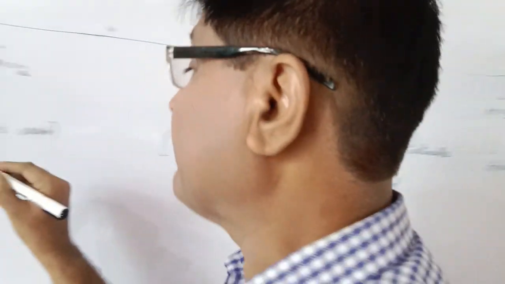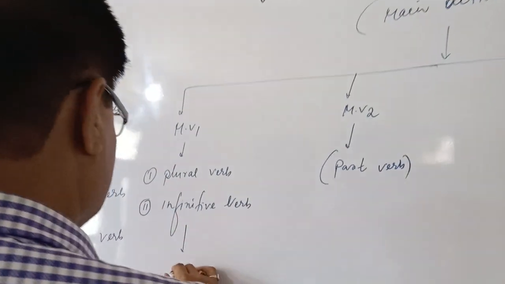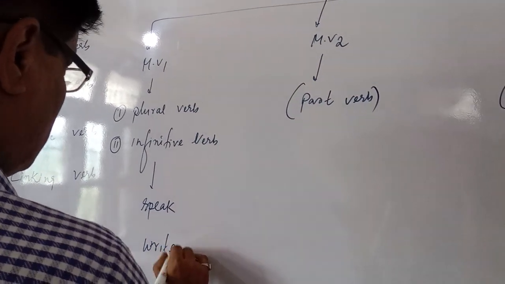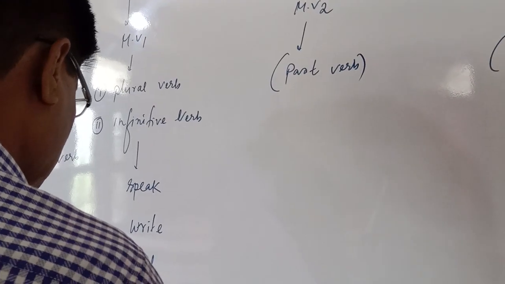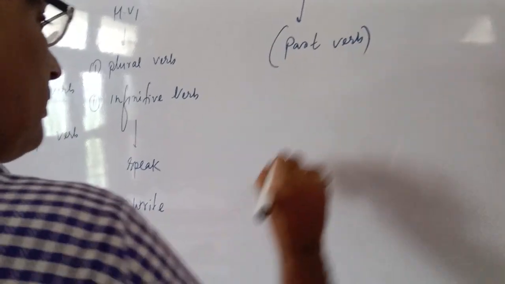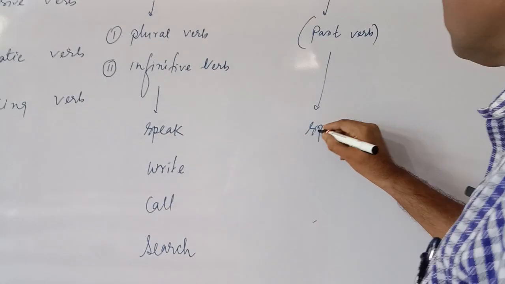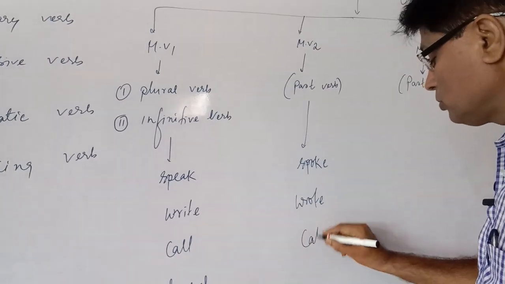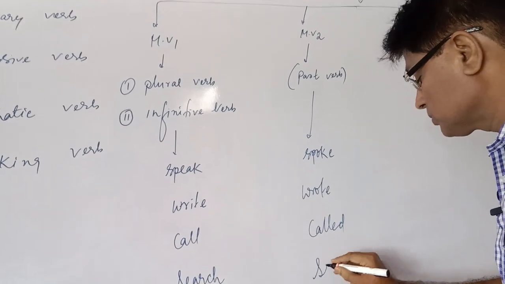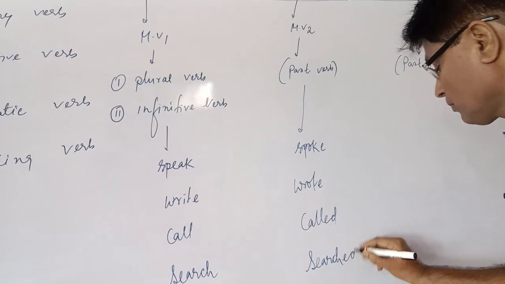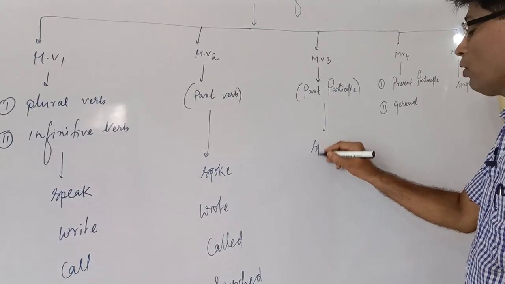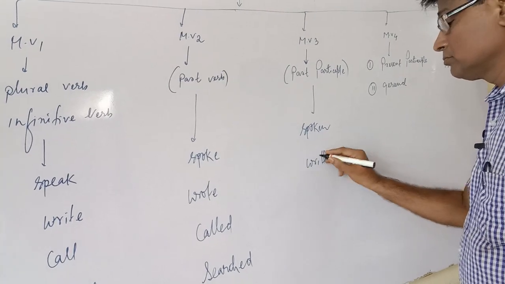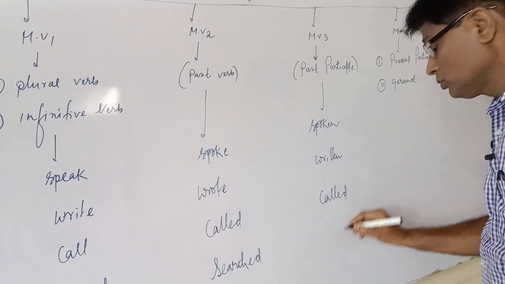Let me give you the structure. Speak, write, call, search. The past form will be spoke, wrote, called, searched. The third form will be spoken, written, called, searched.